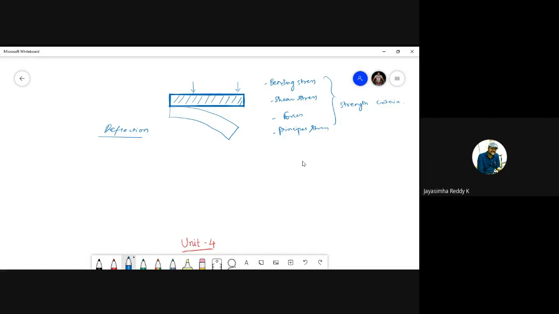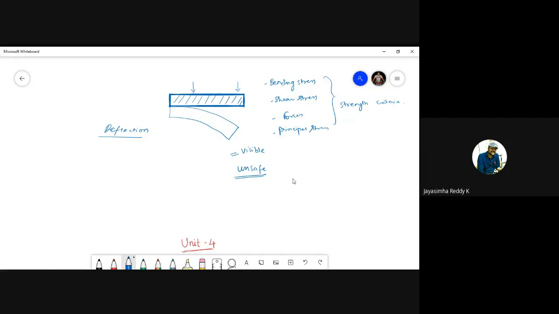If this deflection is visible, it looks unsafe for the occupants. See, students, if you are in a building, and your beam is appearing to be bent because of the load of the top floor, how do you feel? You just feel it is unsafe. So there is deflection. Visible deflection is very, very much, students.